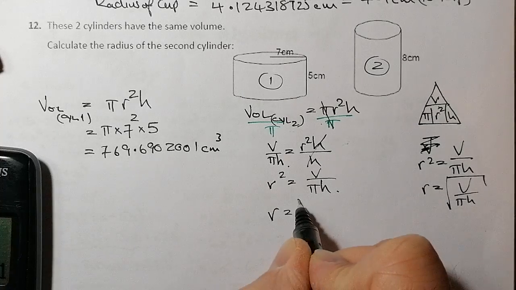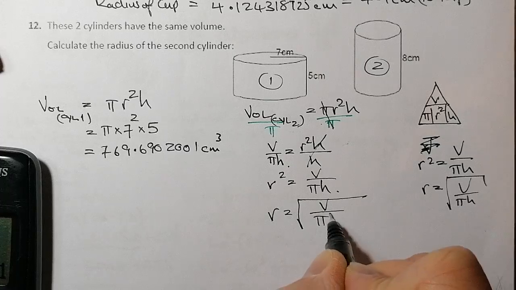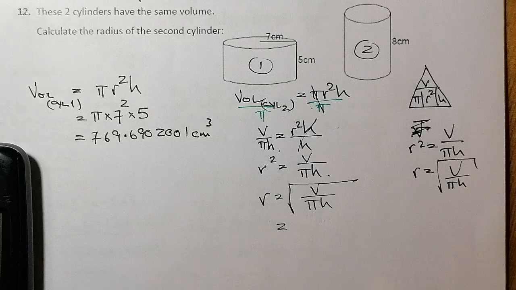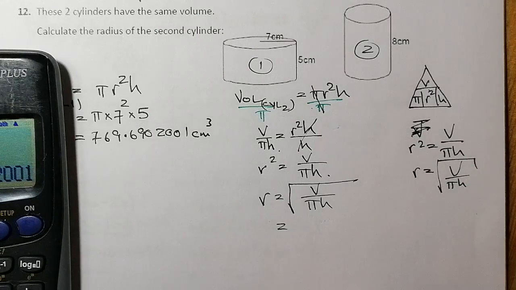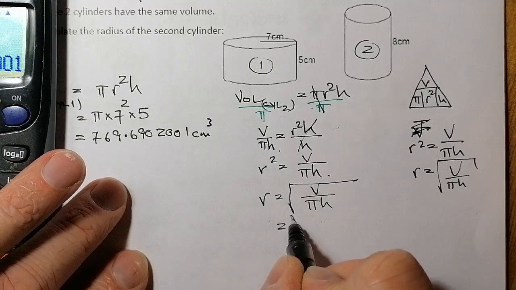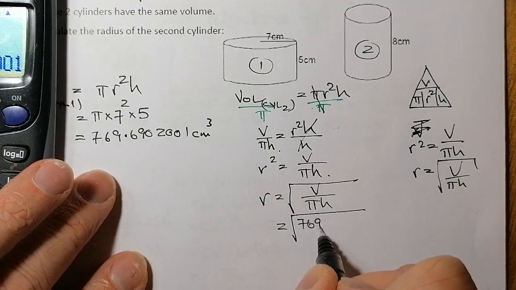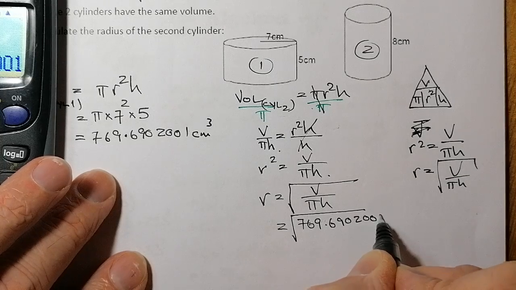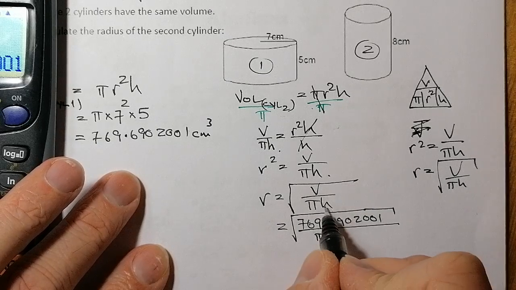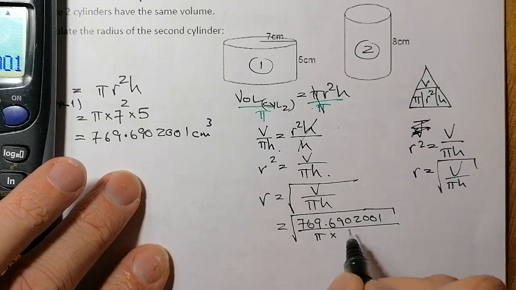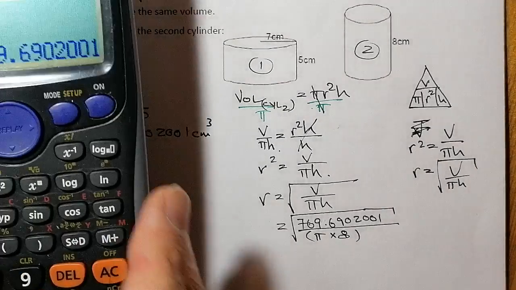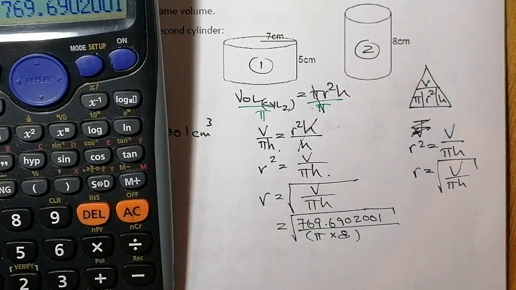I'm going to take the square root of it to find out what the radius is, and when I substitute my values in, I should be able to get my answer from there. Again, I've kept the volume in the calculator, so I'm going to use that. So that's going to be the square root of 769.69020001, all over pi times the height, and the height is 8 on the second cylinder. I could put that into a wee bracket just to be a bit clever.